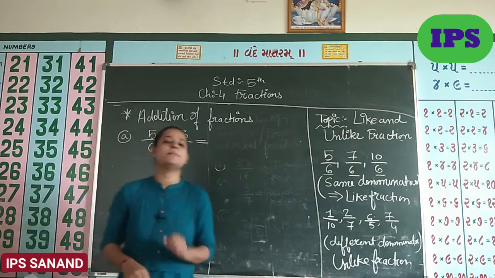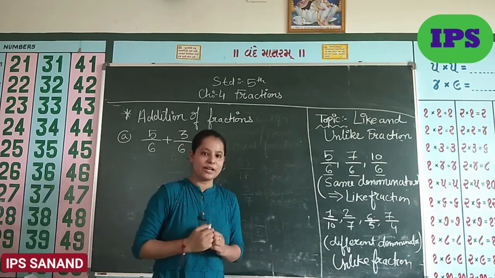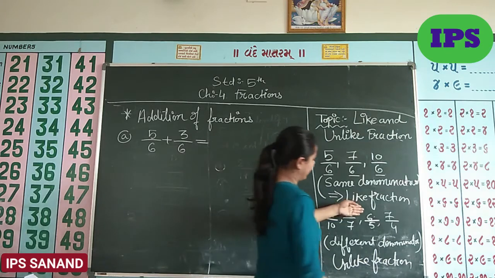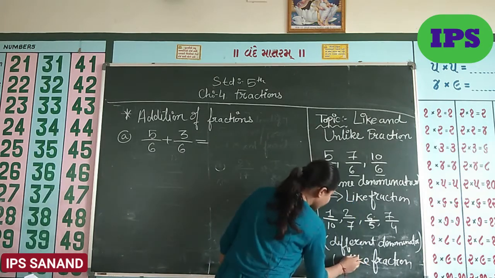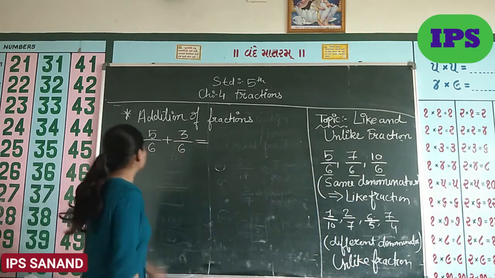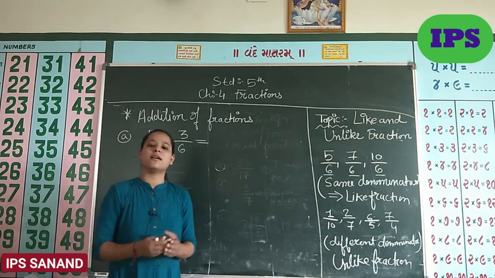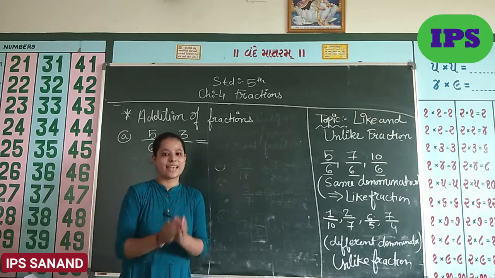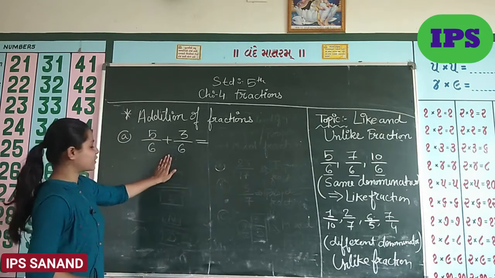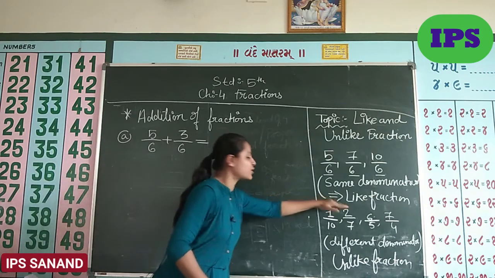So step number one, what is step number one? You have to identify what are like fractions and what are unlike fractions. I will give you 2 seconds. Tell me what it is, a like fraction or an unlike fraction. Exactly, these 2 fractions are like fractions, right?